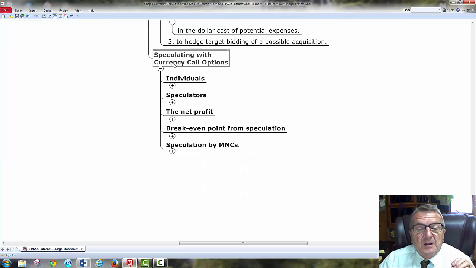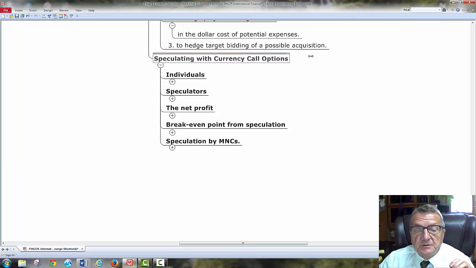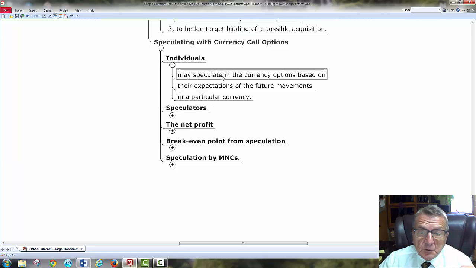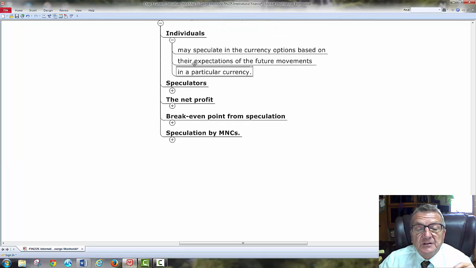Now, speculating with currency call options. Individuals may speculate in currency options based on their expectations of future movements in a particular currency. Remember, I'm not one for guesses. I'm looking at critically examining information, understanding the market, and using intuition.